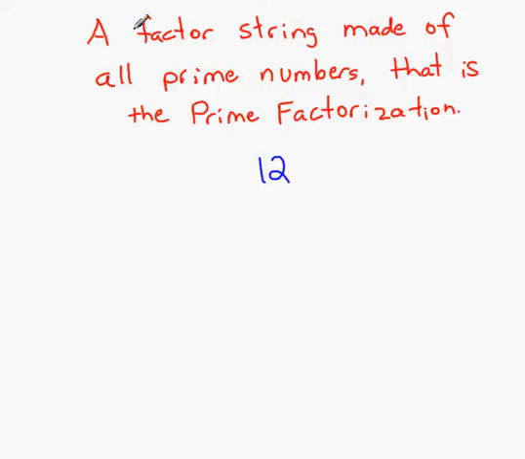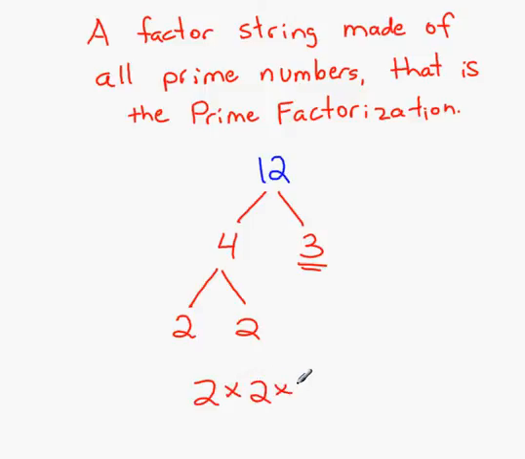Take a look at 12. Let's break it into 2 numbers. Now whether you pick 4 and 3 or 2 and 6, it doesn't matter. Let's go with 4 times 3. Well, 3 is a prime number, so we stop. 4 is not a prime number, so we're going to do 2 times 2. We're going to bring our digits down. 2 times 2 times 3. And that right there, since all 3 are prime numbers, is our prime factorization for 12.